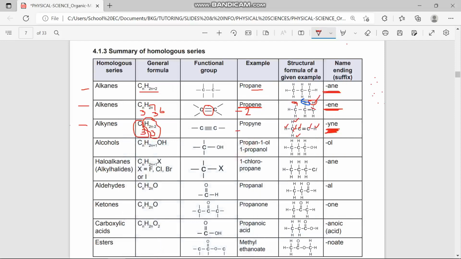Right now let's move to alcohols. This is the alcohol that is being produced in our industries, that is being sold, the tots and other alcohols, which are spirits and so on. So yes, there are different alcohols.